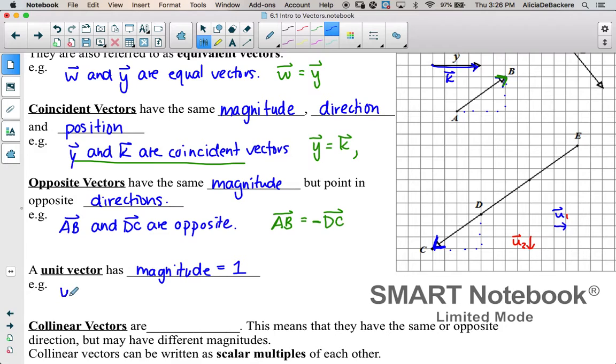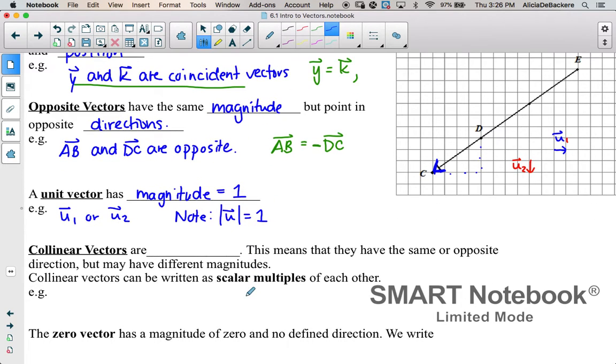So in my graph, I've got the U1 or the U2. And notice that in both of these cases, that vector U's magnitude, so I'm adding the magnitude bars, is equal to 1. All right, the last definition, oh, sorry, two more.